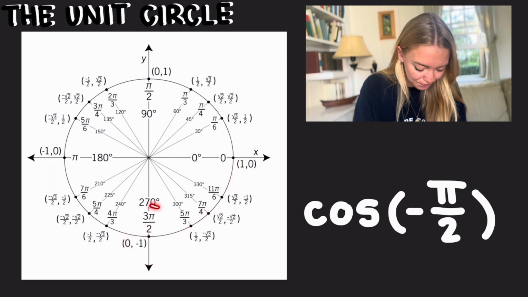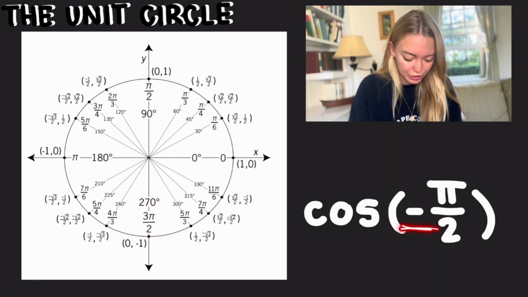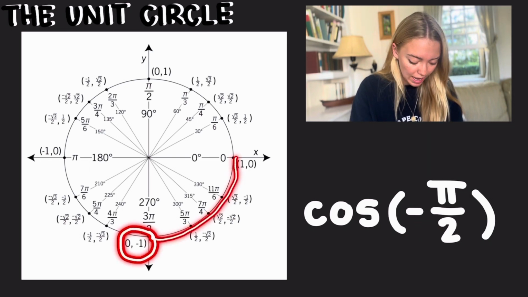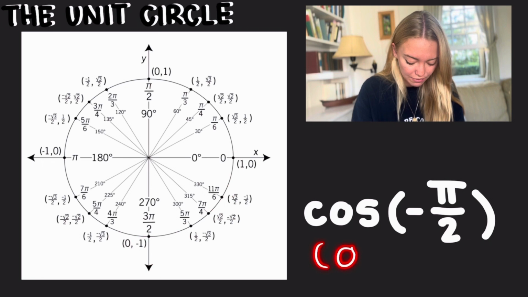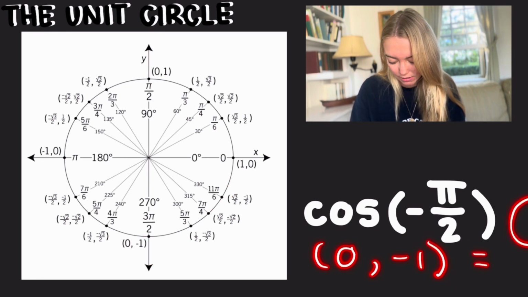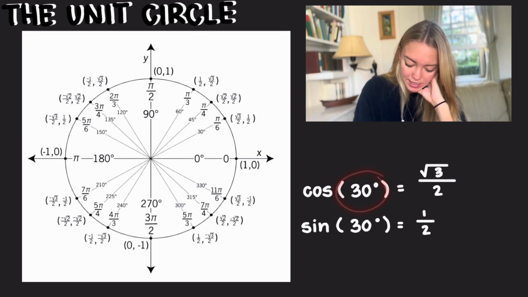So even though this is not pi over 2, -pi over 2 is going to bring us to this point right here. And if we look at this value, it's asking for the cosine of this point, which is equal to 0. Another thing that you need to know is sometimes you'll see this in degrees.